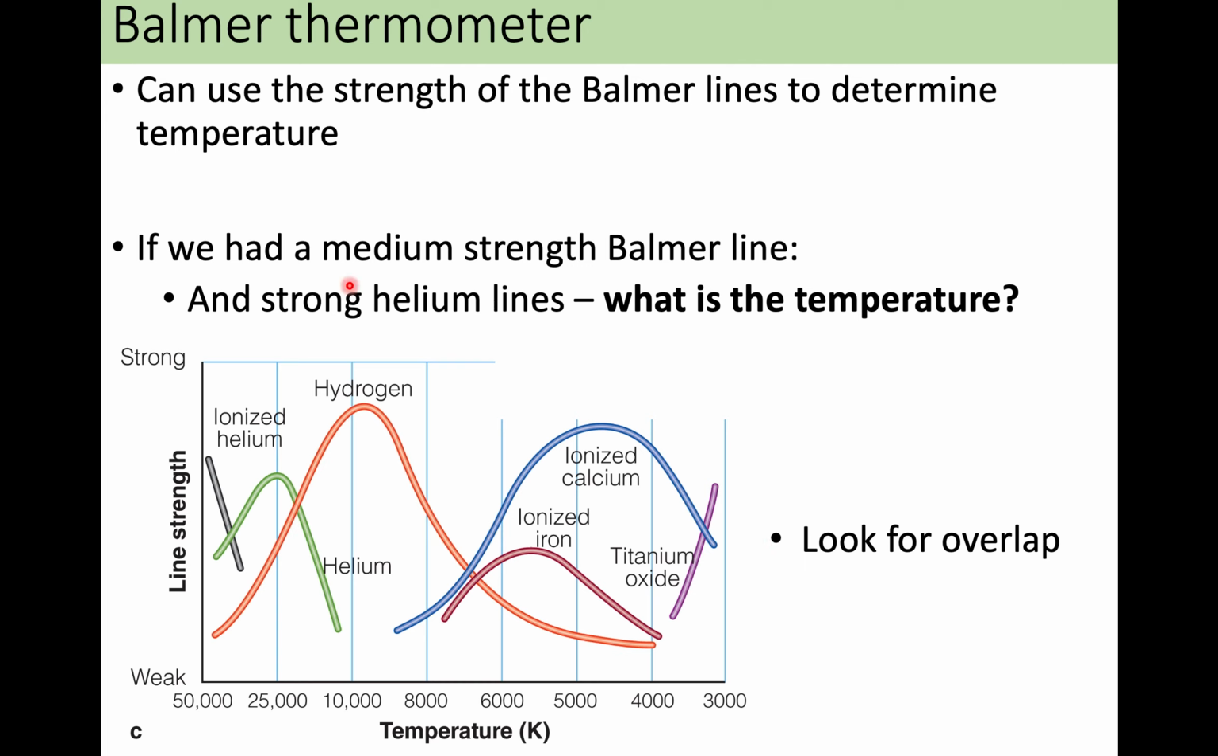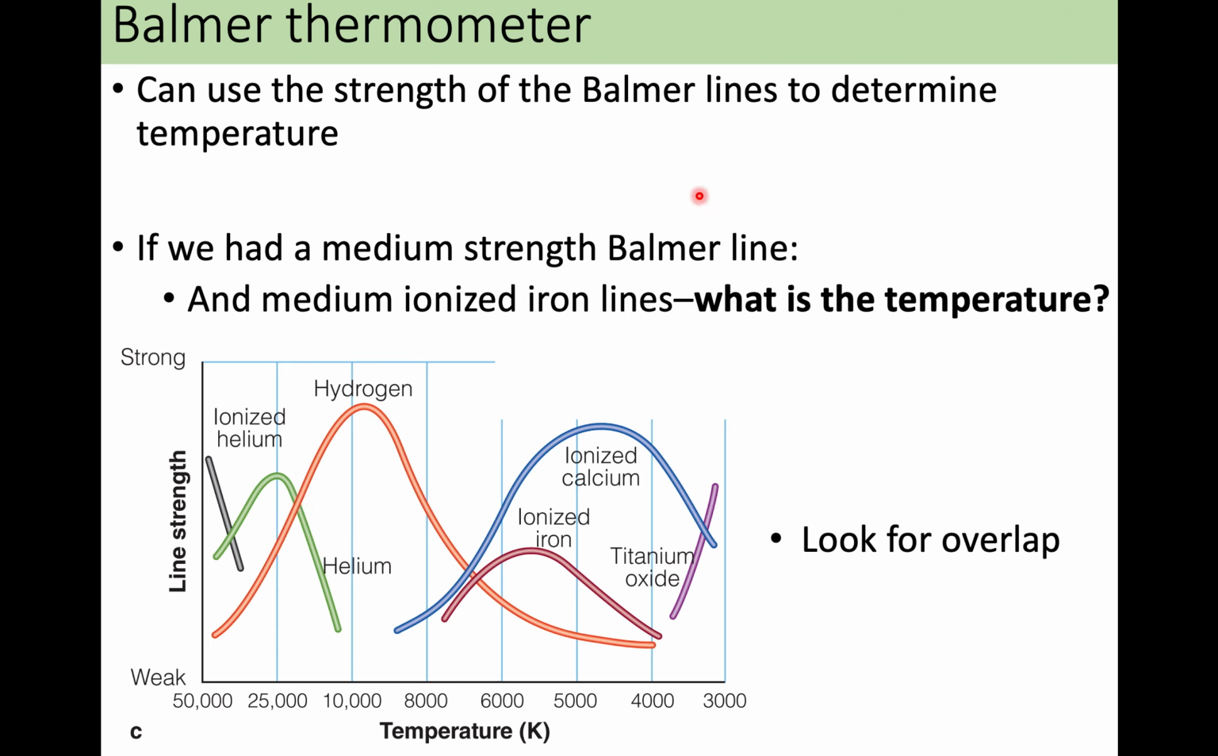If we have a star that has medium strength Balmer lines, and we find that it has very strong helium lines, what is the temperature of the star? Here we would look for the overlap. Hydrogen, which is this orange, has about medium strength. So medium strength matching up with strong helium lines, which is these green, we're going to look for that overlap. That means our star is about here. The star can't be on this end of the hydrogen graph because we know it also has strong helium lines. So the star must be about 18,000 to 20,000 Kelvin.